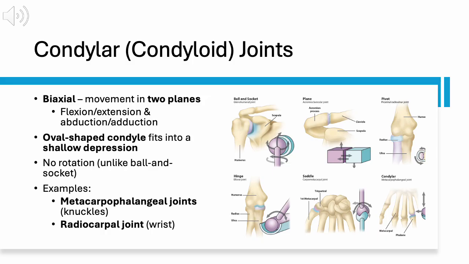One of the most familiar examples is the metacarpophalangeal joints, your knuckles, where the metacarpal bones of the hand meet the proximal phalanges of the fingers. These joints allow you to bend your fingers and also spread them apart or bring them together. Another important example is the radiocarpal joint, where the radius articulates with the carpal bones of the wrist. This joint allows the hand to move forward and back and side to side, but again, no rotation. So condylar joints offer a nice balance, more movement than a hinge, but less than a ball and socket, making them well suited for joints that require controlled, multi-directional movement.